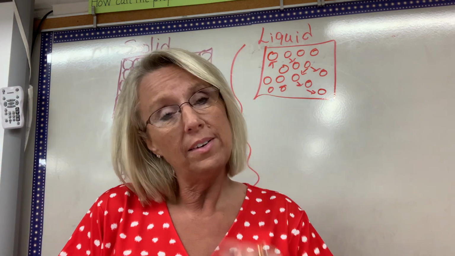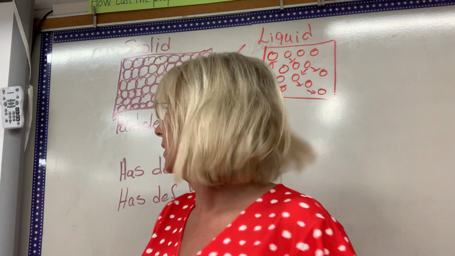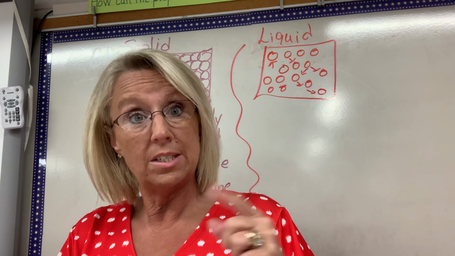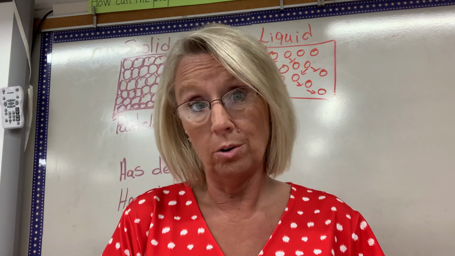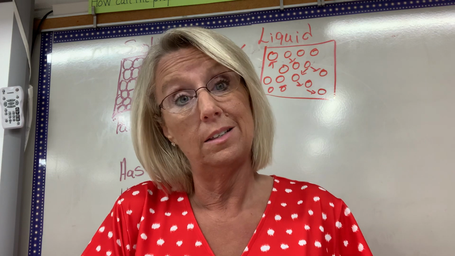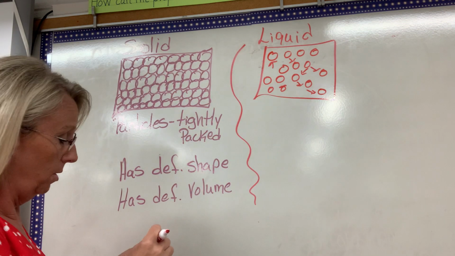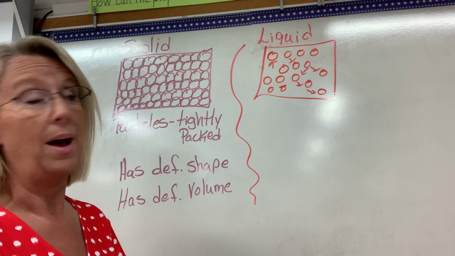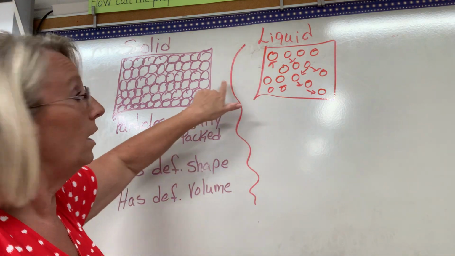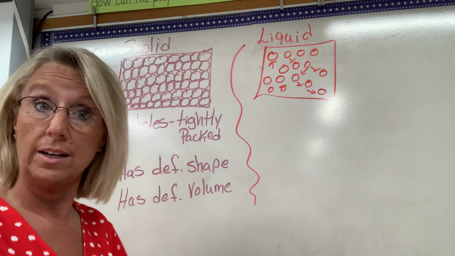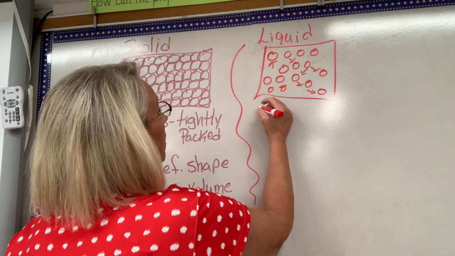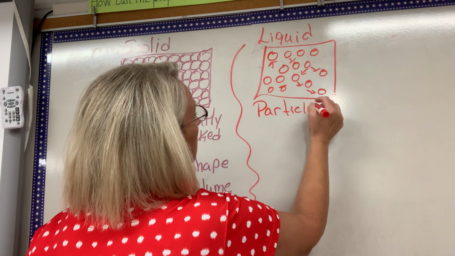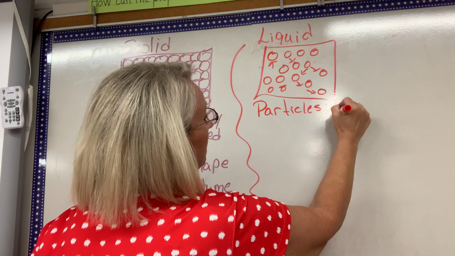Okay? So you have to ask yourself those same three questions that we did with finding a solid. Our first statement is, how are the particles packed? In a solid, we said our particles were tightly packed. Well, now they're not tightly packed. We can see from one to the other how they look different, correct? So now we're going to say that our particles are loosely packed.